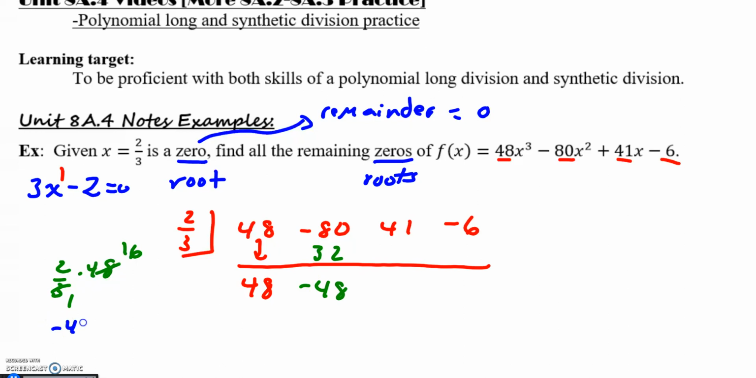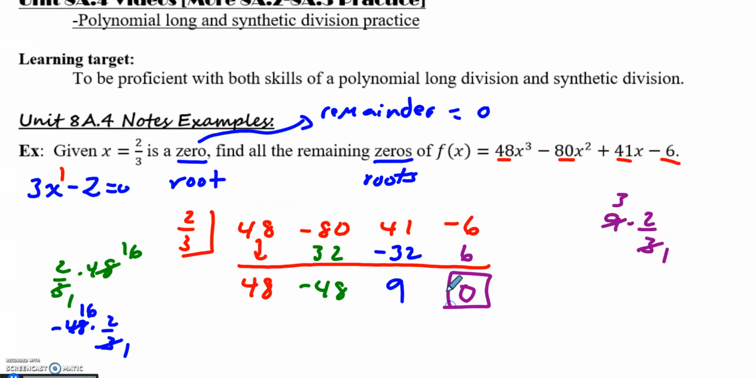If I multiply -48 times 2/3, because remember this process is carry down, multiply, carry down, multiply, 3 goes into 48 16 times again, but now we have -16 times 2, which gets me a -32. If I combine 41 minus 32, I get 9. And then if I multiply 9 times 2/3, 3 goes into 9 3 times, 3 times 2 gets me 6. And when I combine down, I get a 0.